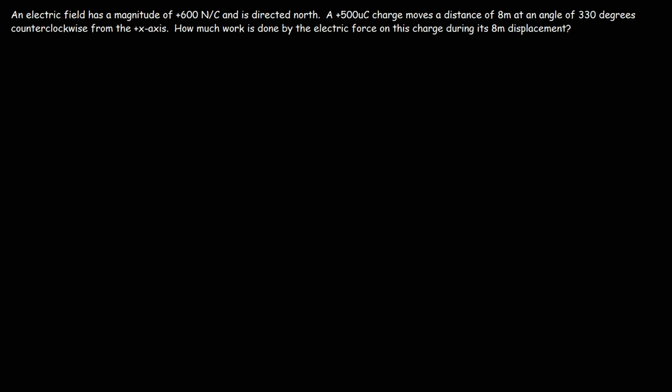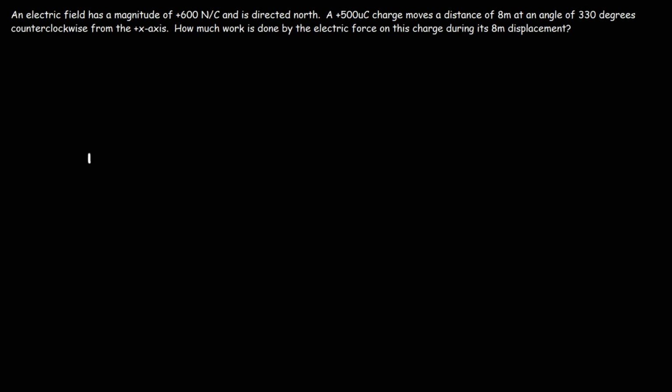Now let's work on this example. An electric field has a magnitude of 600 newtons per coulomb and is directed north. A 500 microcoulomb charge moves a distance of 8 meters at an angle of 330 degrees counterclockwise from the x-axis. How much work is done by the electric force on this charge during its 8-meter displacement?